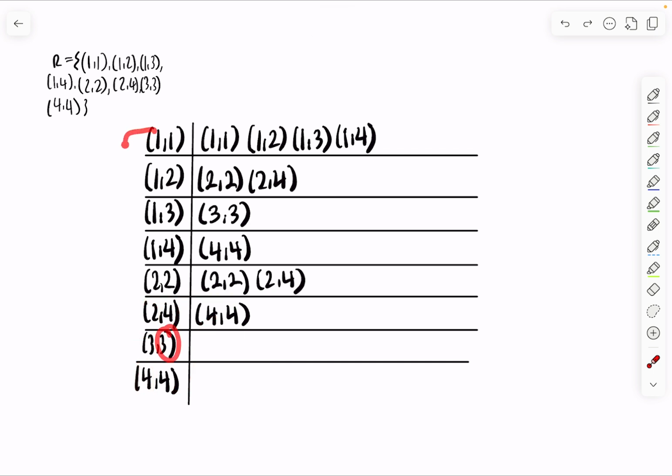B value is 3. Which one of these start with a 3? Only this one. So you're just going to write it there. Is there a 3, 3? Yes, there is. Then for this one, B value is 4. Which one out of all of these start with 4? Only this one. So you're going to write it here. Is there a 4, 4? Yes, there is.